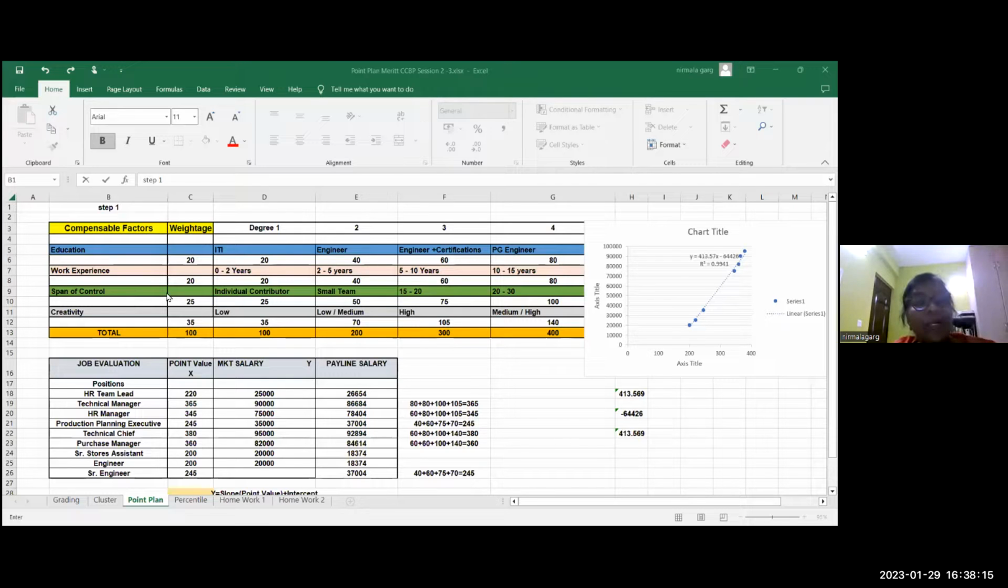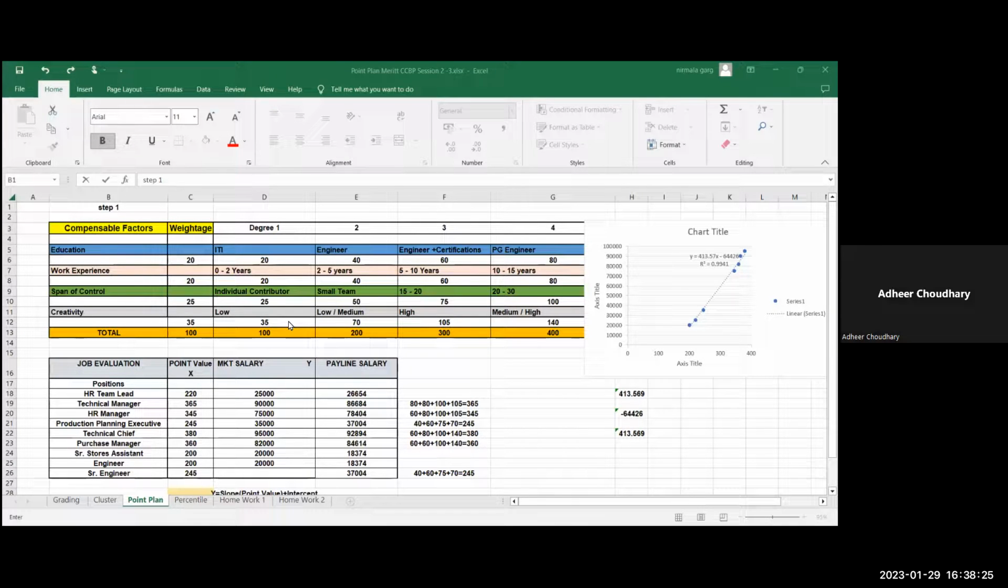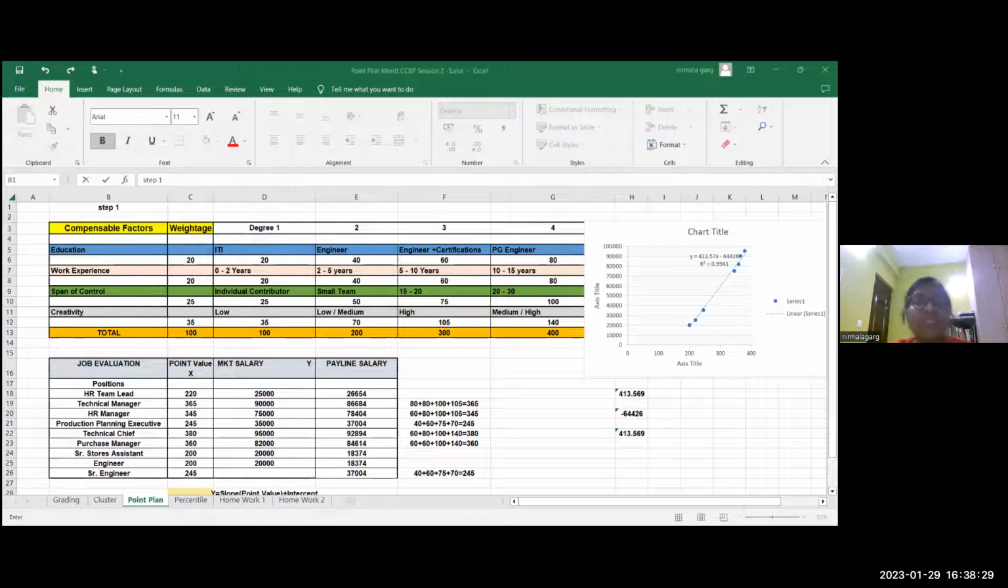So what is step 1? Compensable factors. How many degrees do I have here? Anybody? Just to know that you all are there. Anybody? 4. 4 degrees. Okay. Degree 1, degree 2, degree 3, degree 4. Now, this is step 2.